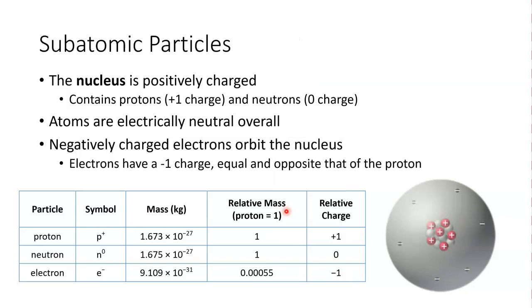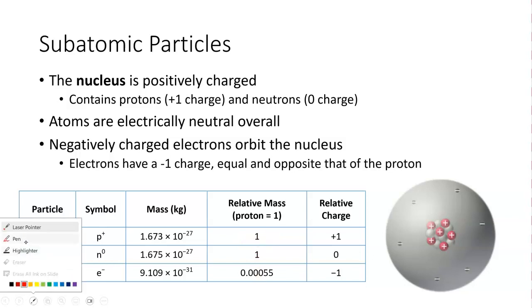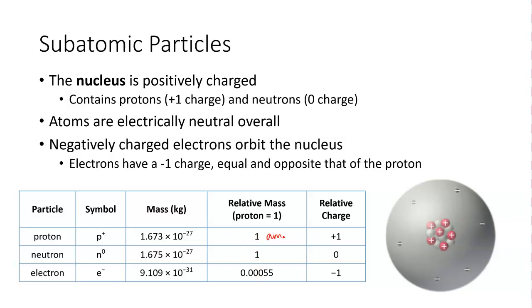And we actually call this 1 a special unit, and that is the atomic mass unit. And so the atomic mass unit is just a shorthand way of saying the mass of the proton, which is roughly also the mass of the neutron.